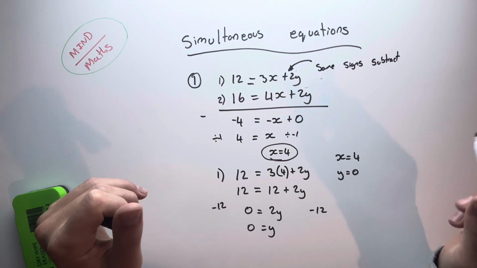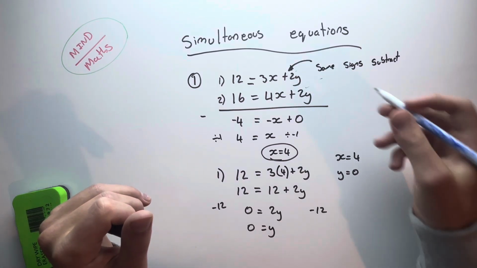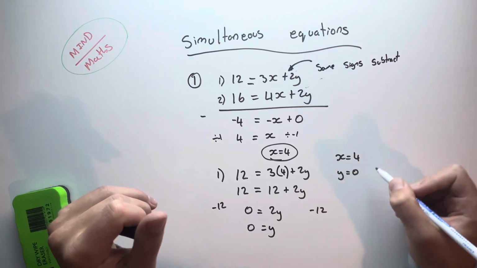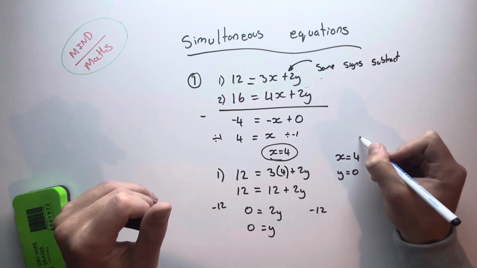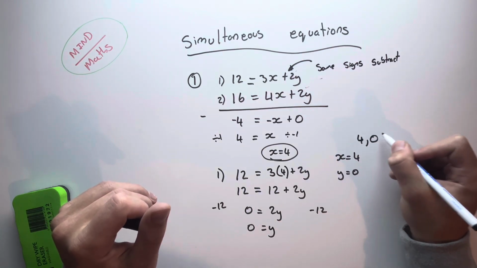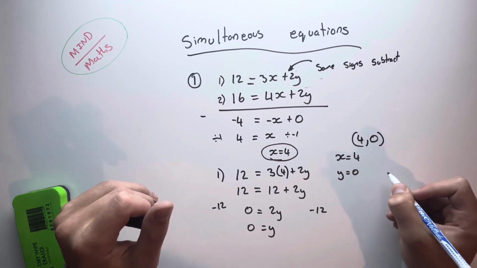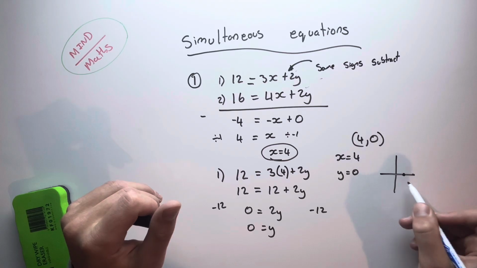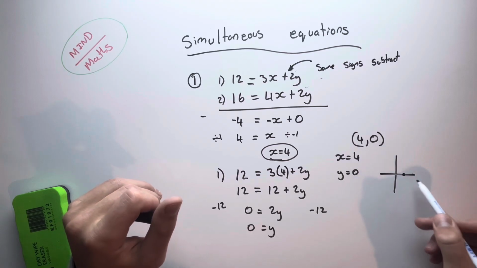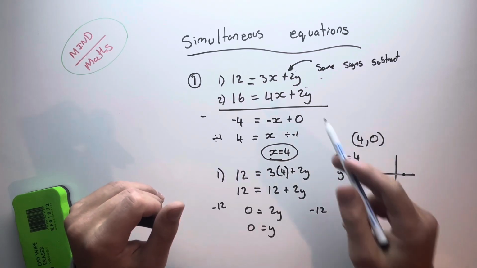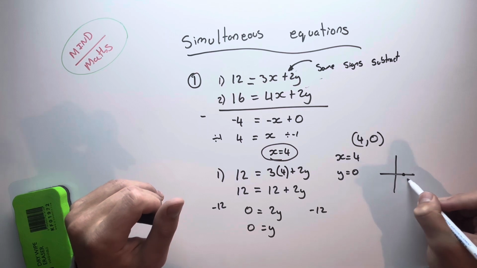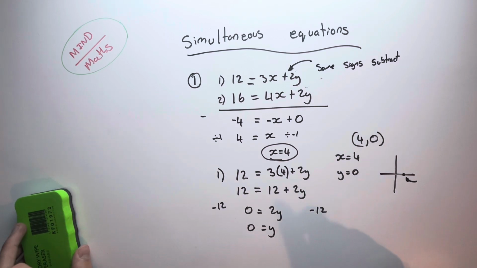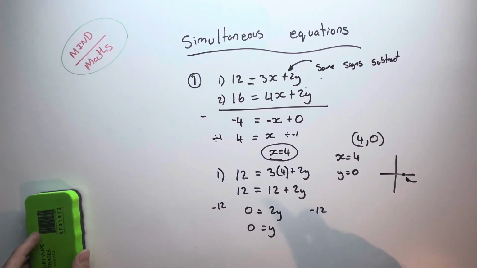It's really useful because it allows you to work out, so these are equations of lines actually. So x is equal to 4 and y is equal to 0 is a coordinate on a graph, which would be 4 along and 0 up on y, so it would just be there. And these two lines will actually intersect at this point. So that's what it allows you to work out in the simplest format.